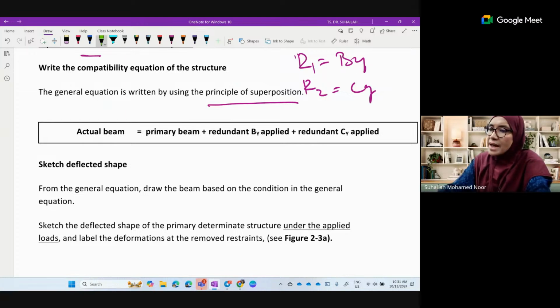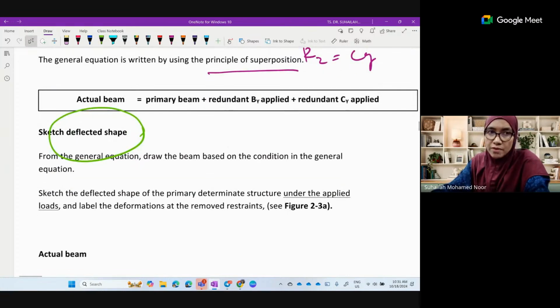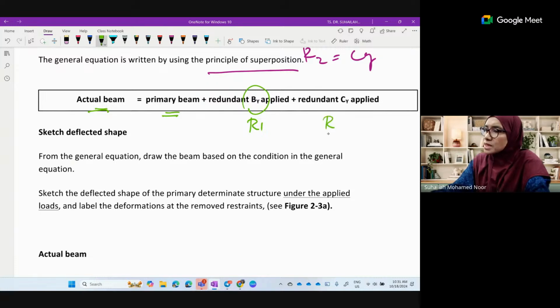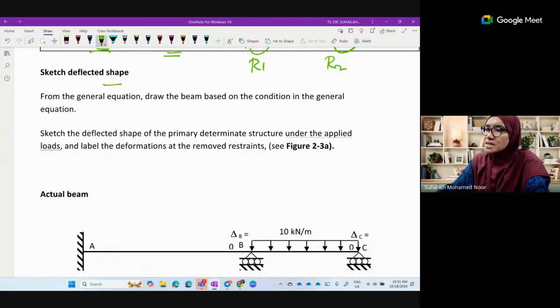So that is why kat sini kita draw deflected shape. Derivation ni bukan untuk kita solve ya, untuk ni just to show you the concept. Okay, deflected shape. So this is actual beam original, primary beam after removing redundant, and there are 2 redundant, R1 redundant BY, R2 redundant CY. Okay, sketch deflected shape.